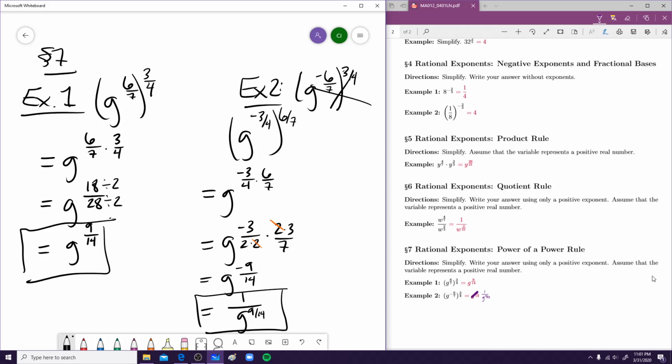As you can see, they're the same exponents. They may be in a different order, different sign, but we still get the 9 in the numerator and 14 in the denominator. So it doesn't matter where the exponents are.